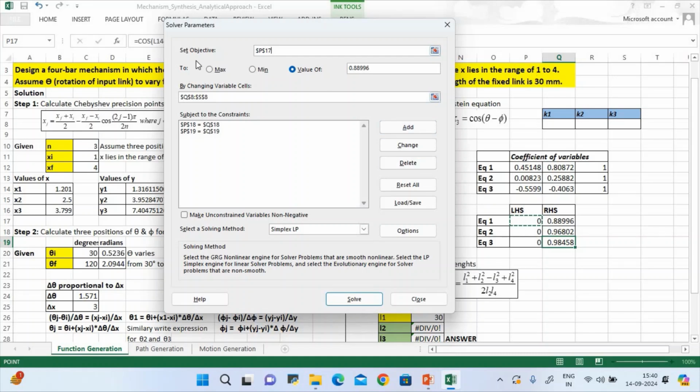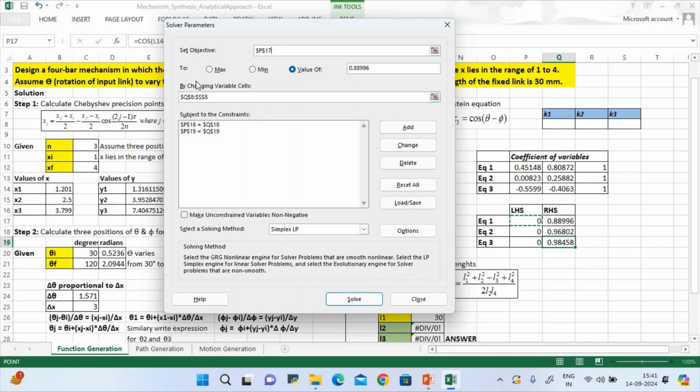Now here if you go to set objective to, we know that this left hand side has to be made equal to the right hand side. So you can set the objective to a value of 0.88996. So you simply enter this value here. But at the same time you have to keep in mind we have two other expressions where we have to equate the left hand side to the right hand side. So these two other expressions you can take to the constraint part.